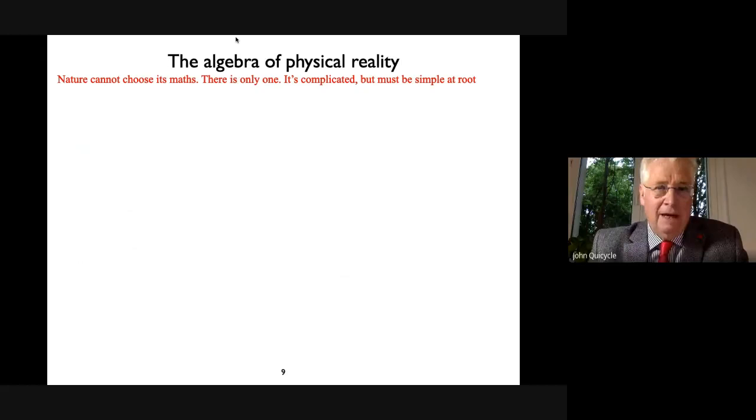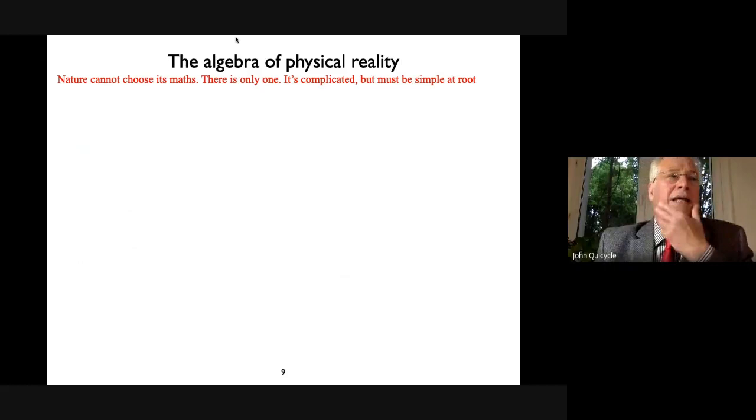Okay, so I'm going to talk about inverses within a specific algebra. So I need to describe the algebra to a certain extent. I've done this in previous talks to a certain extent. So I'm going to talk about the algebra of physical reality. Now, nature can't choose its math, the algebra of reality. There is only one, eventually. There is only one solution to Hilbert's sixth problem, if there are any at all. Alternatives are one or zero.